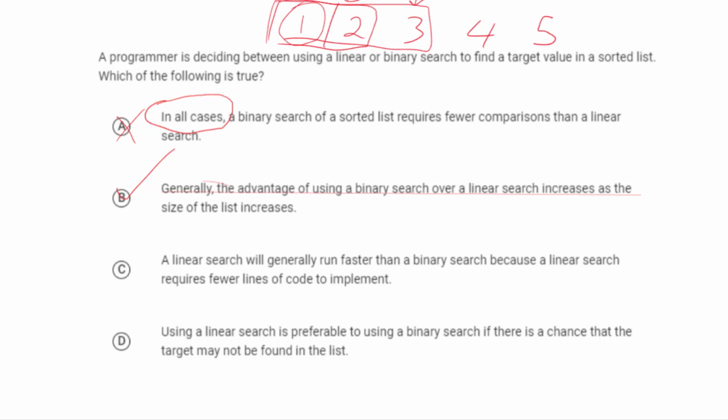Note some of these other ones here, by the way. Whenever it talks about fewer lines of code, the amount of lines of code that it takes to write something has no bearing on whether it'll be more or less efficient when you run it. Generally, more complex algorithms take more lines of code to write, but that's not always a rule. It definitely isn't always going to be a determinant like it seems to suggest here. And finally here, using linear search is preferable to using binary search if there's a chance the target may not be found in the list. It's actually the other way around. If you use a linear search, it means that you will have to search every item in the list, and a binary search will only search a small number of them.